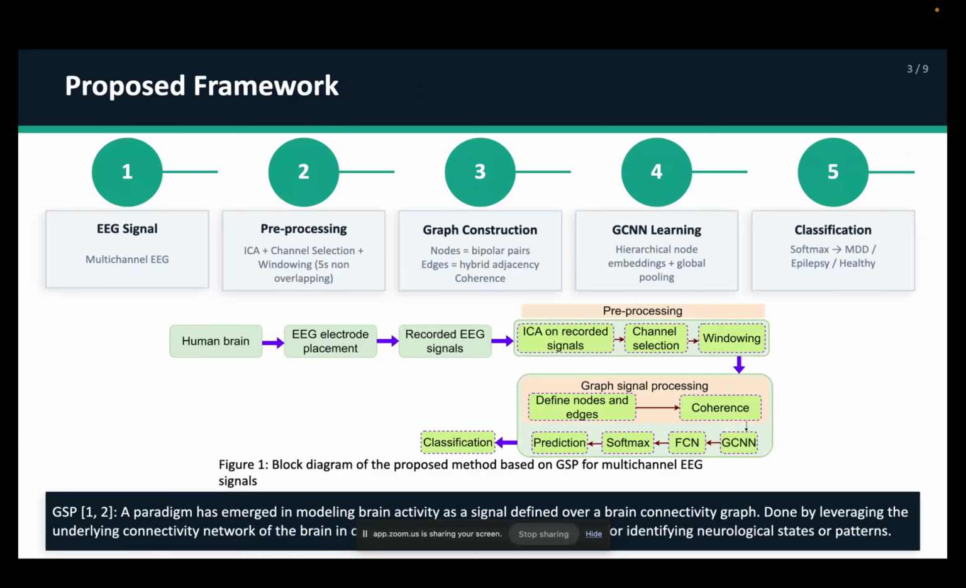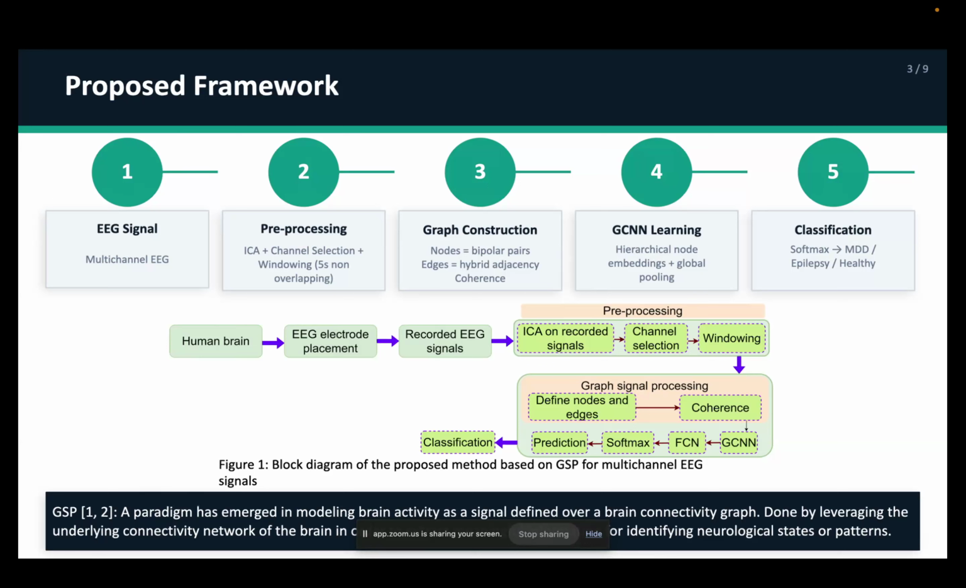So the proposed framework: we take multi-channel EEG signal and pre-processing is performed, including independent component analysis, which is applied to the EEG signal to attenuate non-physiological and physiological artifacts such as muscle and ocular activities while maintaining the neural sources of interaction before feature extraction. Then we perform the windowing with 5-second non-overlapping windows.